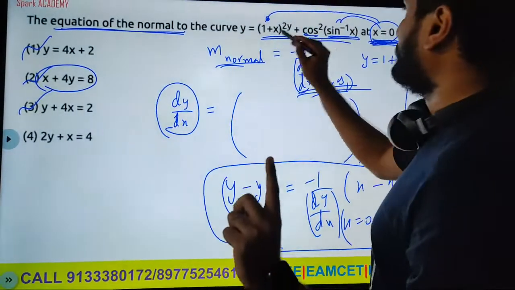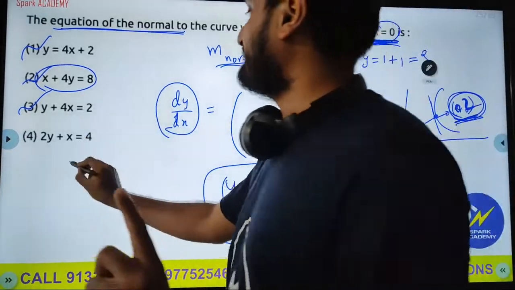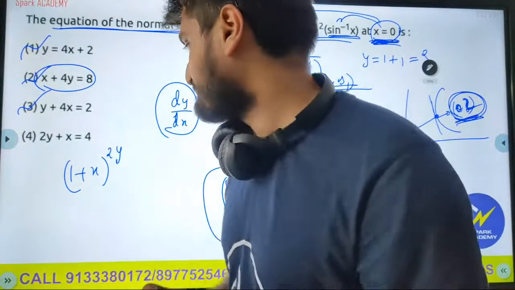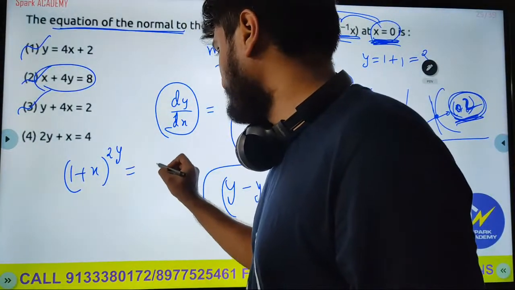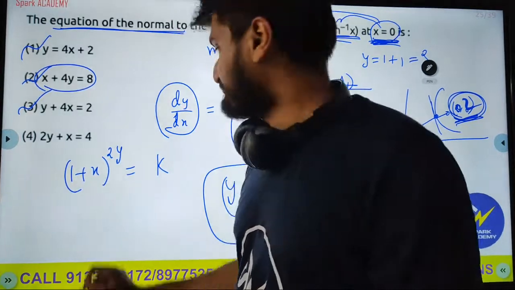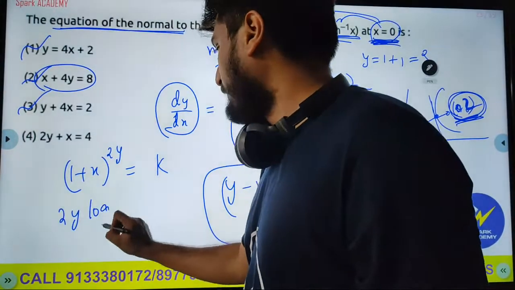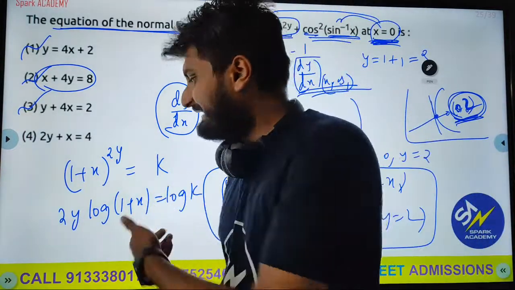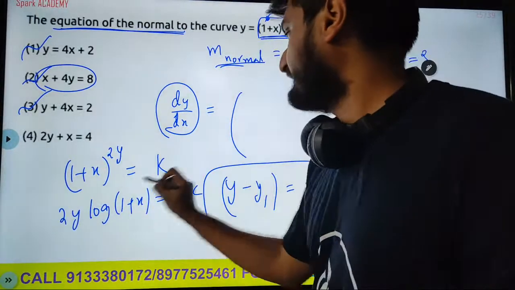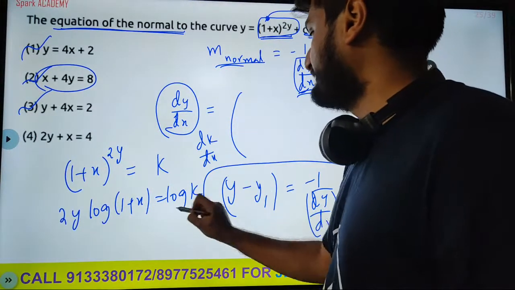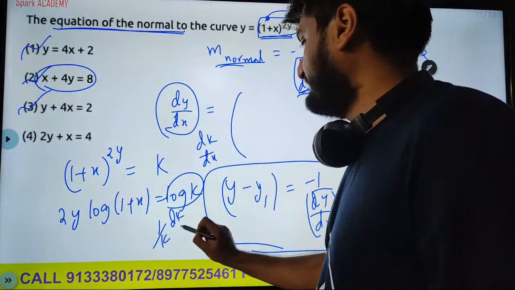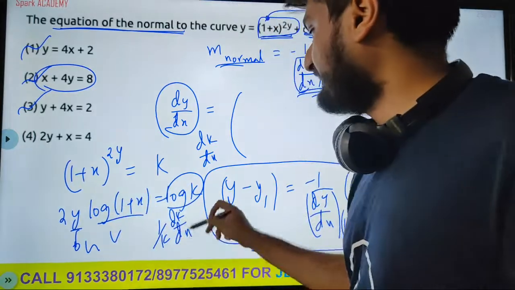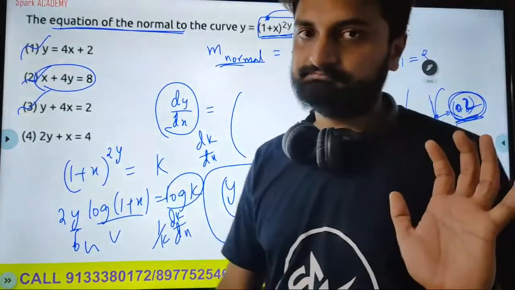One important point to note is this is (1 plus x) whole power 2y. So for this, you need to assume it to be some k. Apply log on both sides. So 2y log of (1 plus x) equals log k. Now you do d by dx basically, right? So you will get 1 by k, dk by dx. You can use the u, v rule and simplify, send k to the other side, and you will get it.